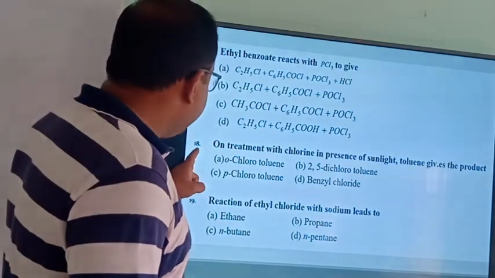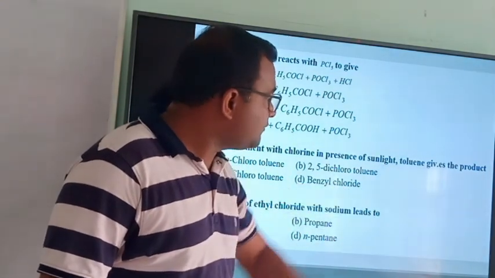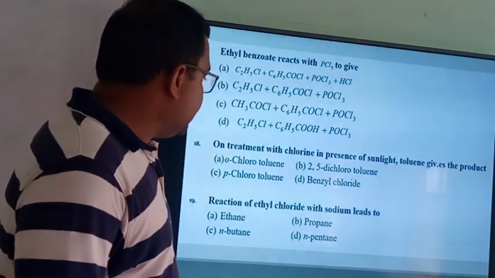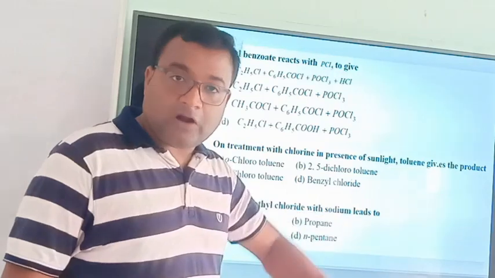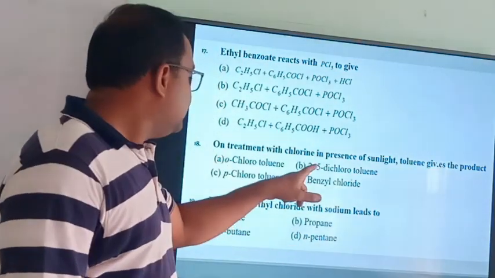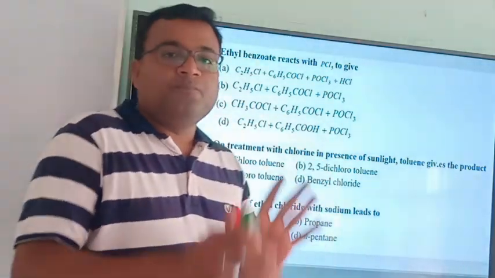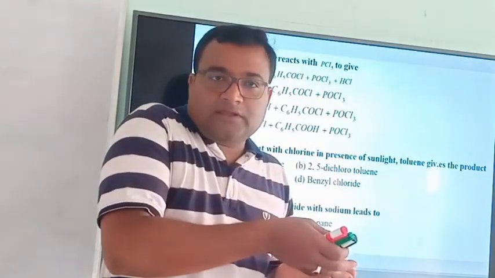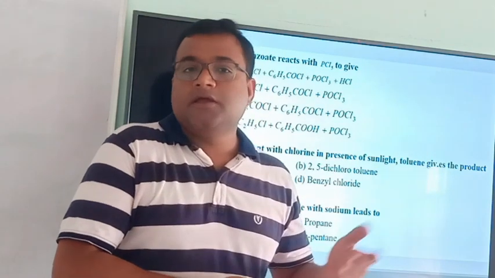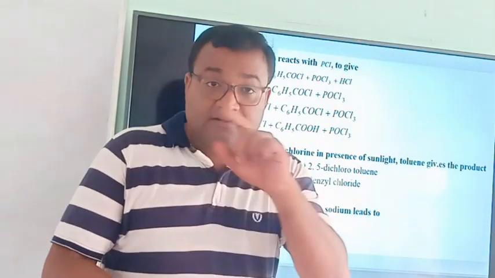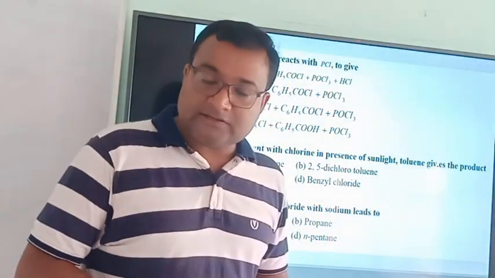Question number 18. On treatment with chlorine in the presence of sunlight, that is hv, toluene gives which product? It is not an electrophilic substitution reaction, otherwise many compounds would form. Only one compound is formed, that is benzyl chloride. If it reacts in the presence of another reagent like carbon disulfide or acetic acid, electrophilic substitution takes place, but here it is clearly given in the presence of sunlight. In the presence of sunlight, a free radical reaction takes place.